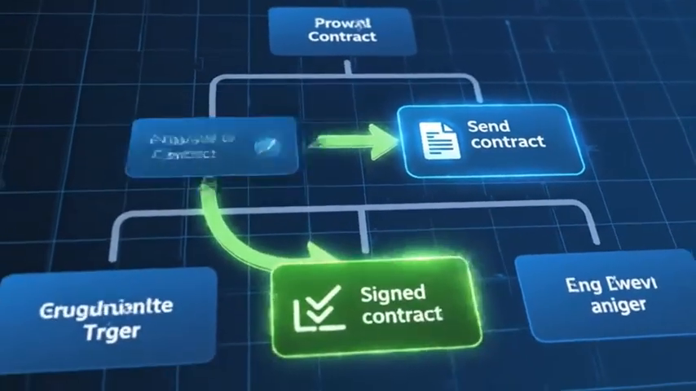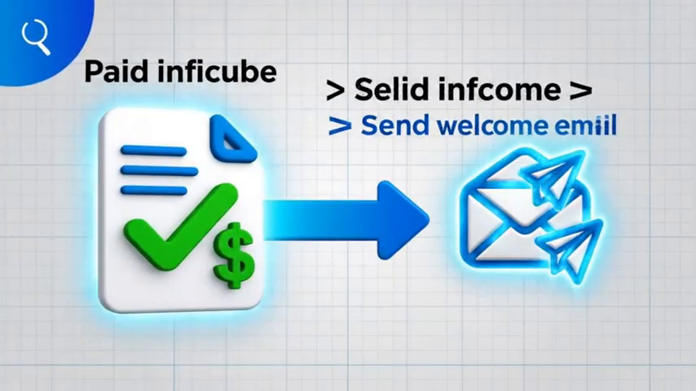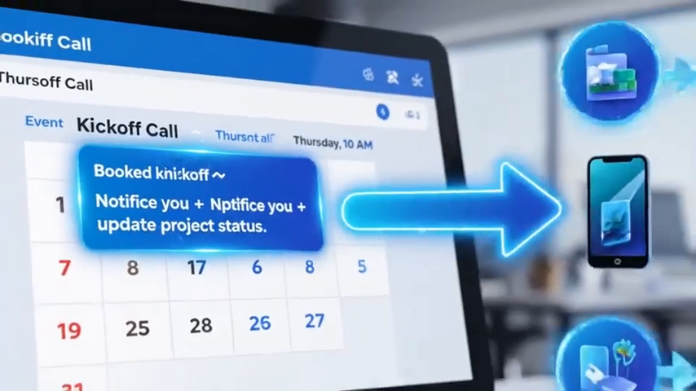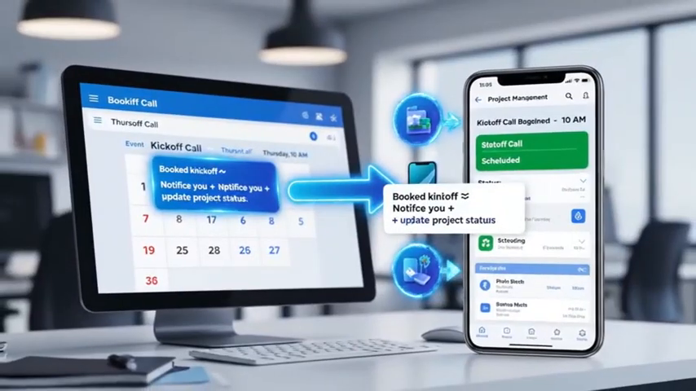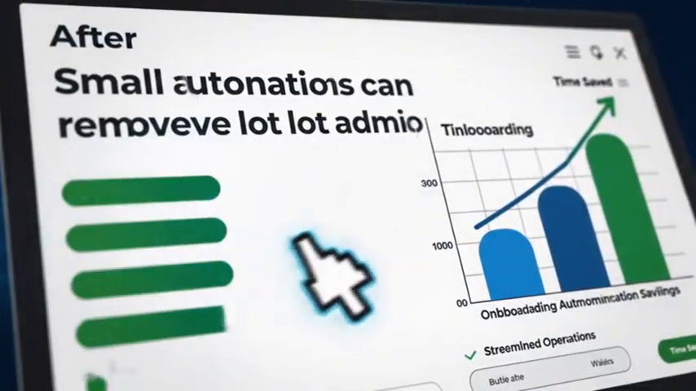Here are a few good beginner automations. When a proposal is accepted, send the contract. When the contract is signed, send the invoice. When the invoice is paid, send the welcome email. When the intake form is submitted, create the project task. When the client books the kickoff call, notify you and update the project status. That's already enough to remove a lot of admin work.